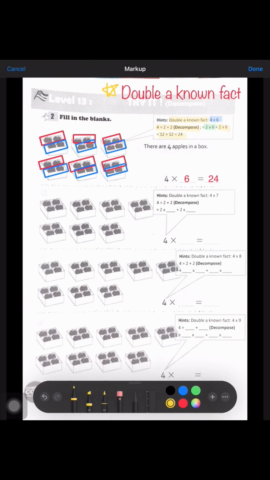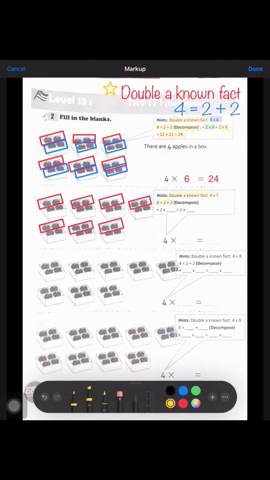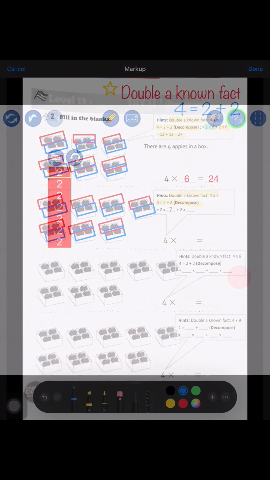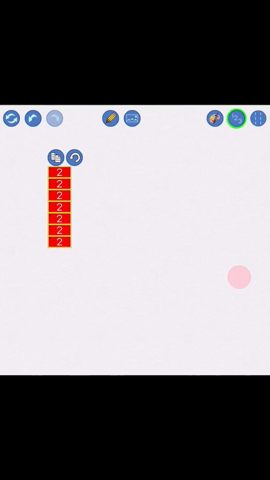Next question, there are 7 boxes of apples. So it will be 4 times 7. Again, we decompose 4 into 2 plus 2. So we can find 4 times 7 by finding 2 times 7 plus 2 times 7. We need to find 2 times 7 first. 2 times 7 equals 2, 4, 6, 8, 10, 12, 14. It's 14. So 2 times 7 equals 14. And then we double 2 times 7 to find 4 times 7.